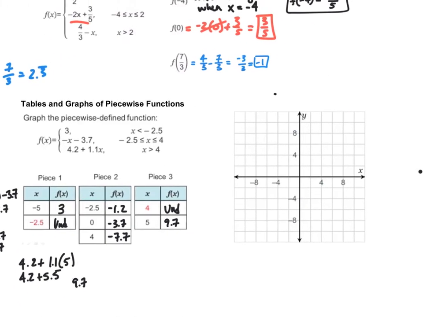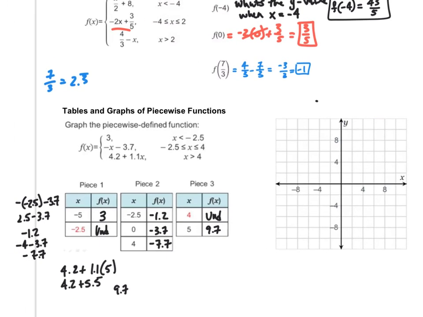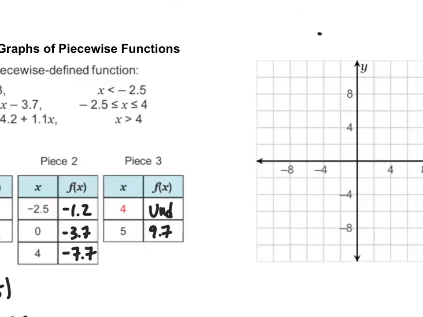So, you know, let's go ahead and just graph these over here. And it's kind of tricky to do this. And so let's graph my piece 2, because that's an easy one to graph. So let's plot those points of -2.5 and -1.2. And let me do that part in red. So -2.5 and -1.2 is right about here. Okay. 0 and -3.7 is right about here. And then 4 and -7.7 is right about here. Okay, so now in between -2.5 and 4, I have this graph. Okay, I don't extend it any further than that because I'm just talking about between -2.5 and +4.